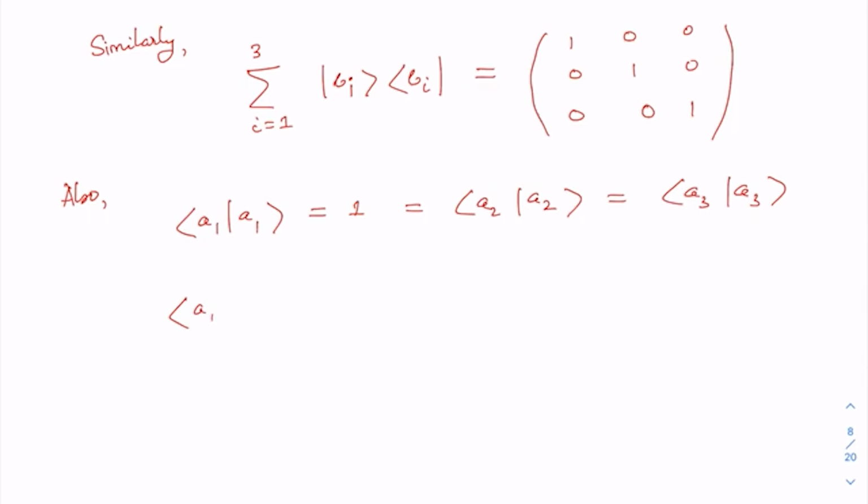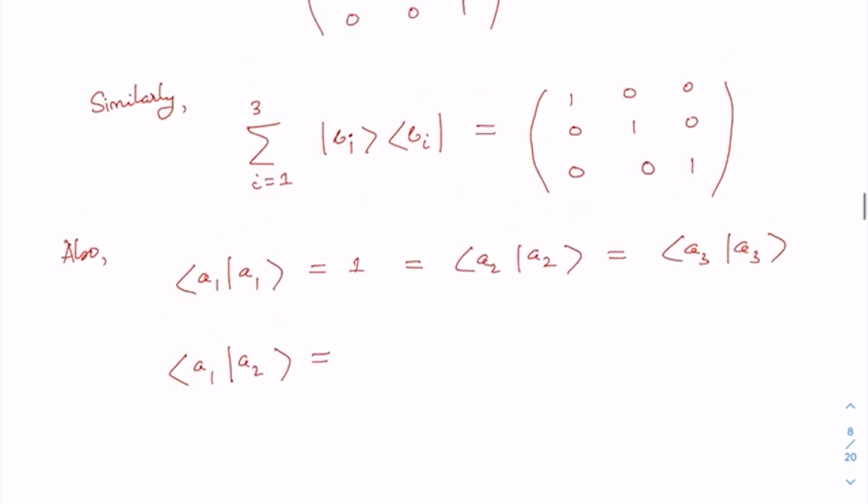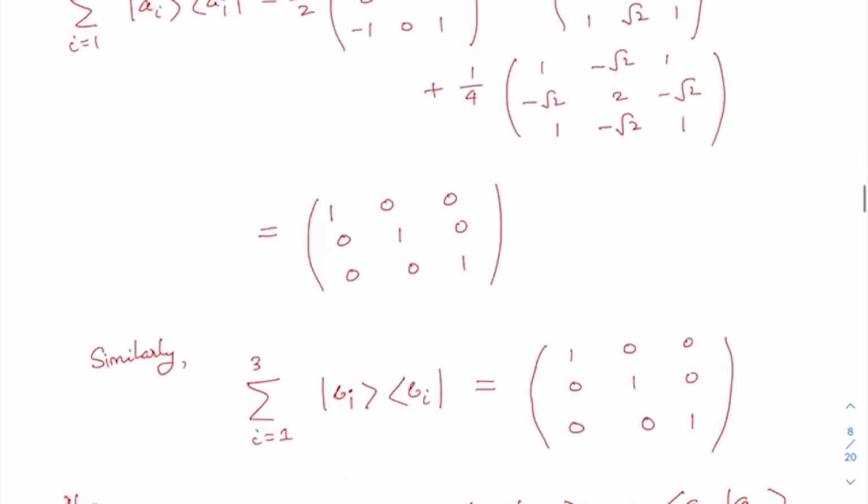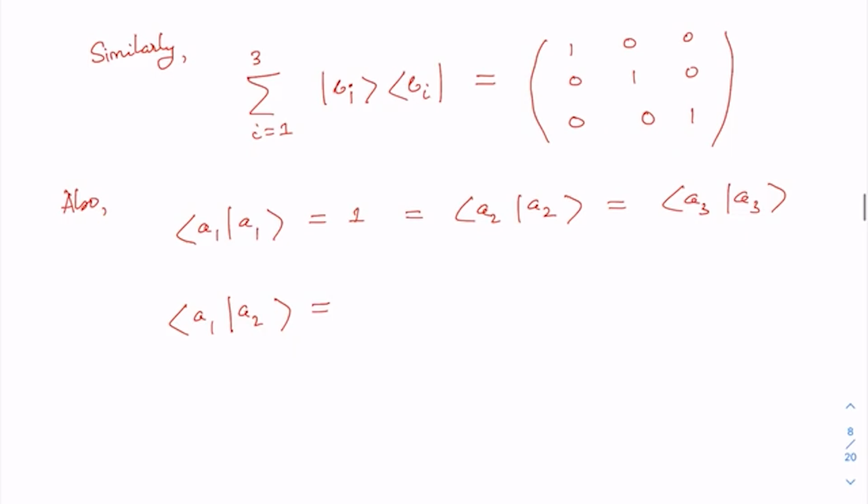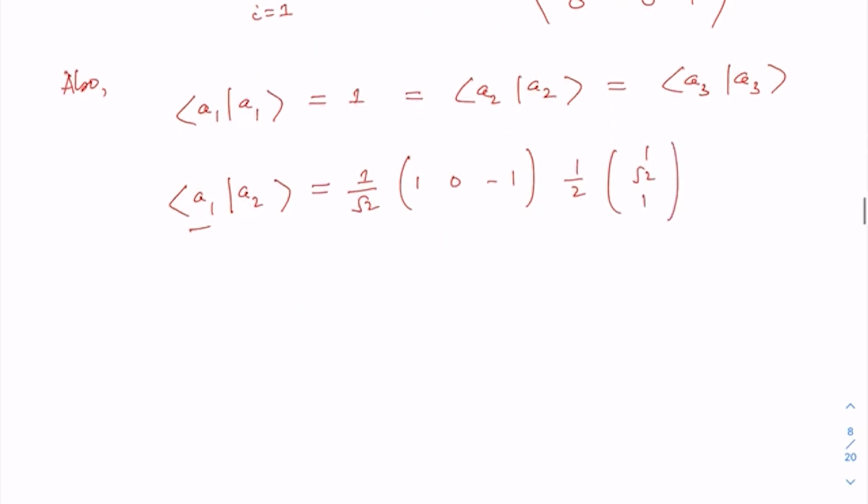Another thing, you can show that a1 and a2 are orthogonal. So bra a1 ket a2: bra a1 would be 1 by root 2 (1, 0, minus 1), and ket a2 was half (1, root 2, 1). If I do the maths here, you will get the product as 1 plus 0 minus 1, which is zero.